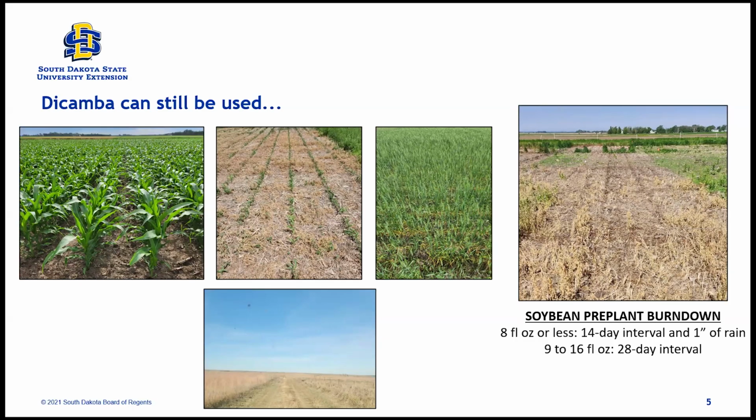It will have a lot of utility for pre-plant burndowns. There's a little bit of residual activity with dicamba. In some of these drier areas, like central South Dakota where we're not getting as much rain, dicamba is great as a pre-emergence, but we need to realize that you still have to follow the labeled directions. So if you're applying 8 fluid ounces, or half pint, or less, you've got to have a 14-day interval and at least 1 inch of rain before you plant your soybean. Greater than that, we've got to wait 28 days, a month, let's just say.